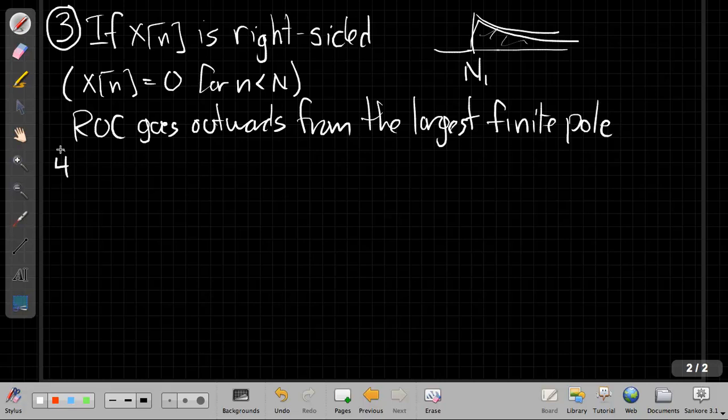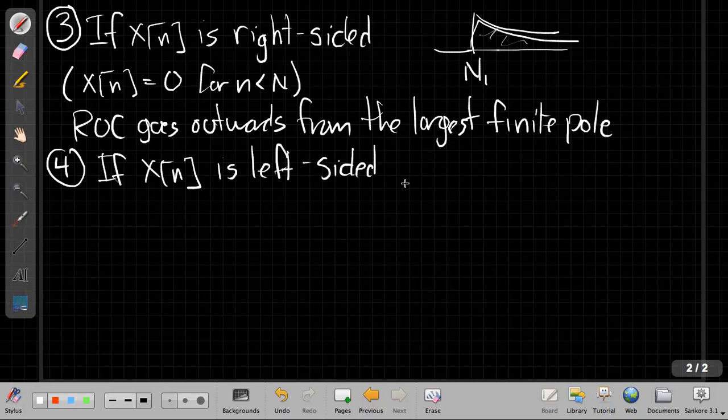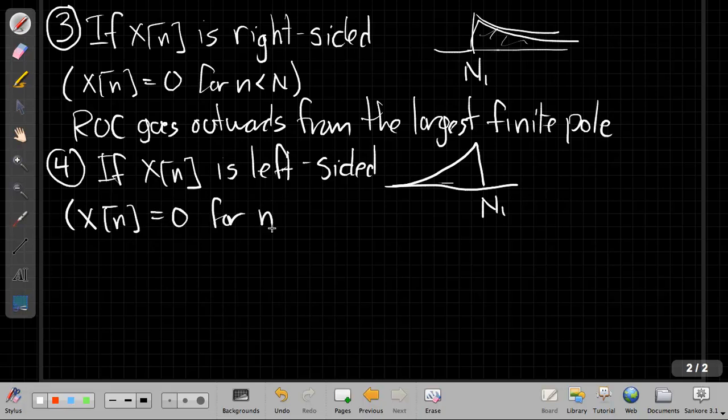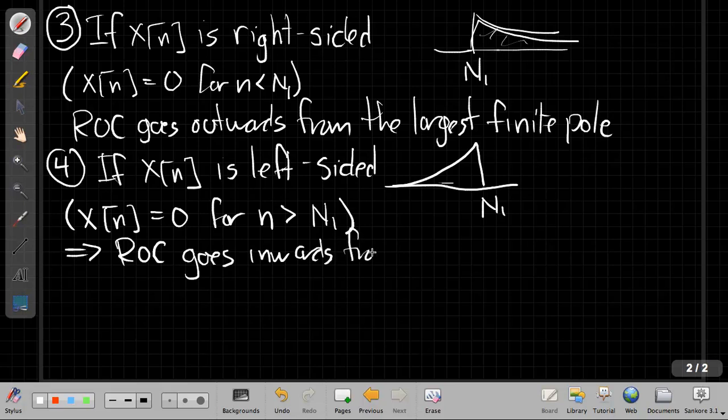Sort of related, if x of n is left-sided, which is just the opposite, maybe it looks like this, so it's non-zero before some n1. It may be dying off or growing, it doesn't really matter. This says that x of n equals zero for n greater than n1, and this tells me the ROC goes inwards from the smallest non-zero pole.